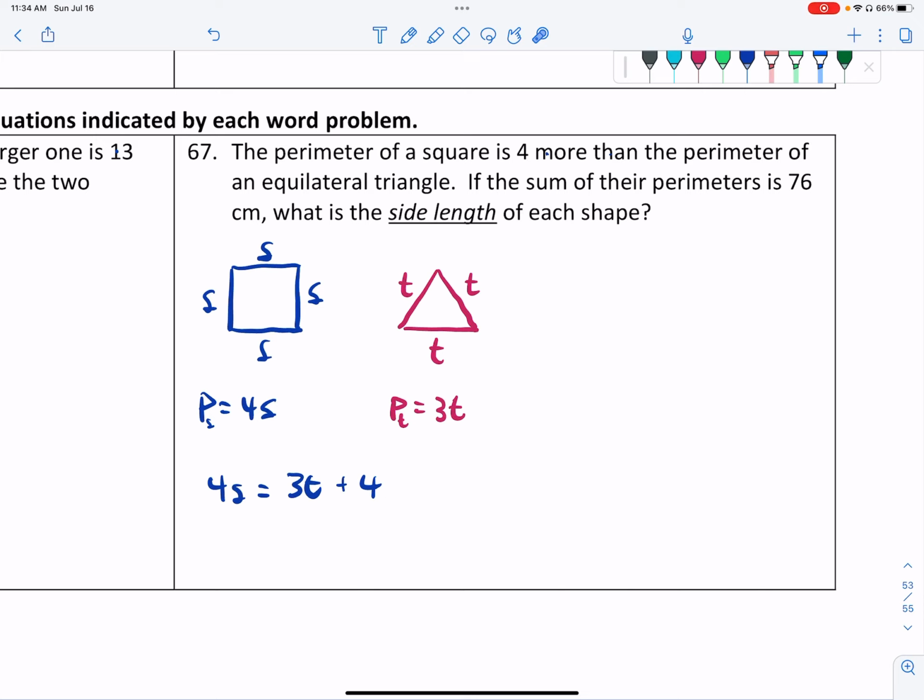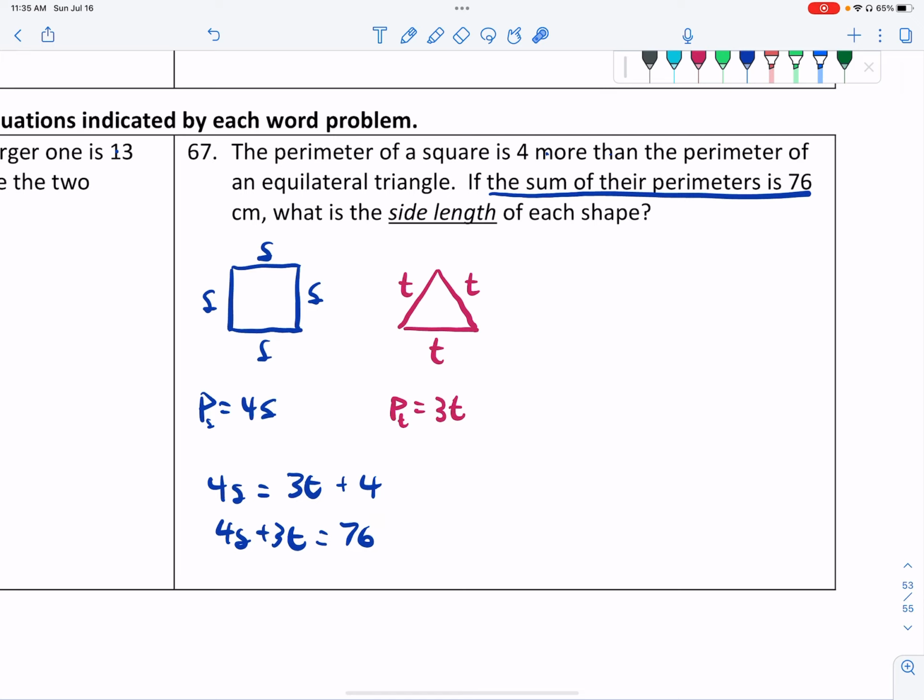All right, again, I don't have enough information to solve this. You need another equation. So I need to look back at my original problem. If the sum of the perimeters is 76 centimeters, what's the side length? So even though this is not a full sentence, this is a fragment here. Actually, then you can dissect this. You've got a subject and a verb and a predicate here. So this part here is a whole entire sentence. You can turn that into an equation. Sum of the perimeters. I'm going to take both of these perimeters here. I'm going to add them together. That's the sum. 4s plus 3t, and that should be equal to 76. And now you have a system of equations that you can solve.